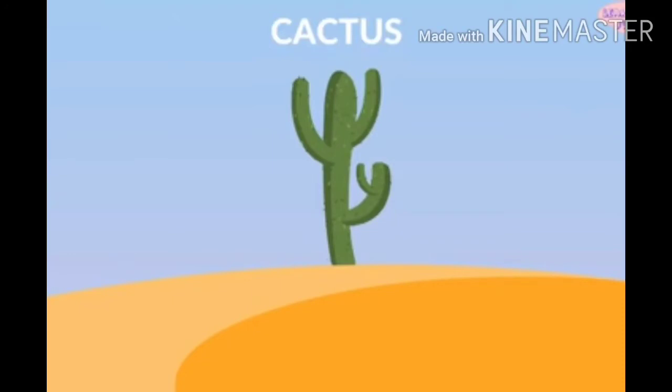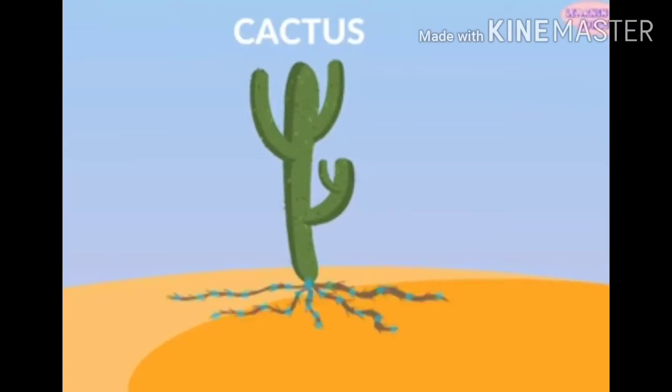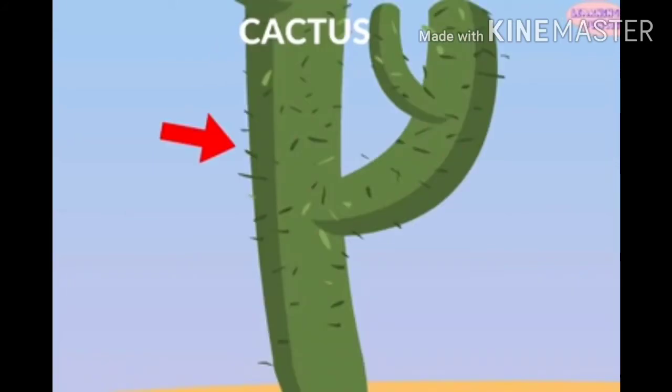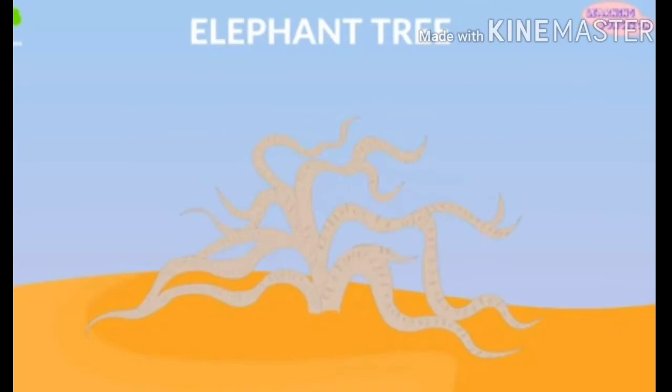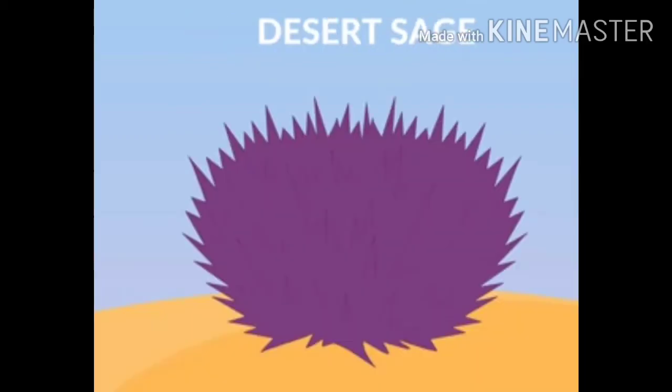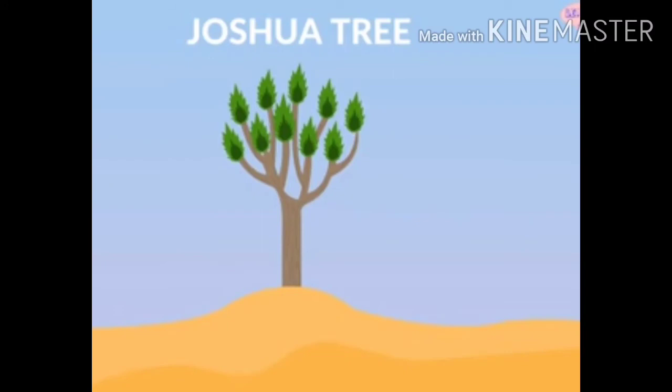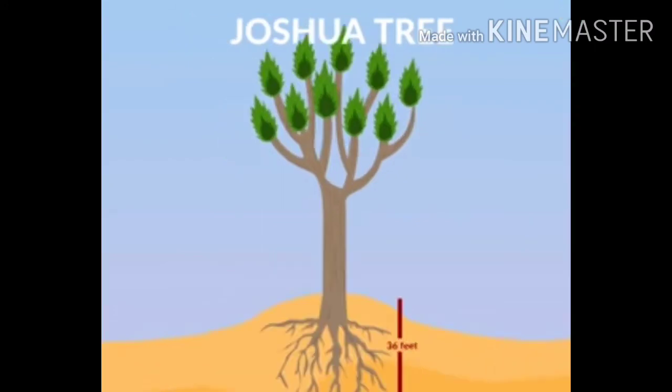a few plants which we can find in the desert. The cactus roots can absorb water from the ground and it can store it in its thick stem. In addition, we can also find the elephant tree. It has the same property which the cactus has. It can also store water in its thick trunk. Desert sage has a wax-like coating on its leaves which can protect it from hot weather. The Joshua tree is a tree which has very deep roots in the desert, from which it can find water.